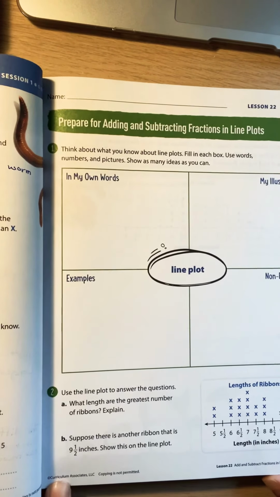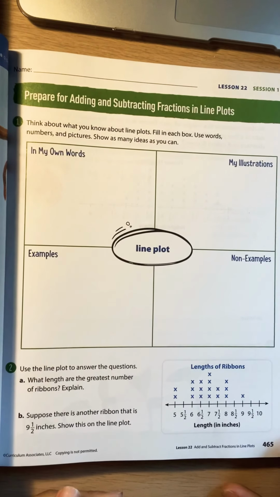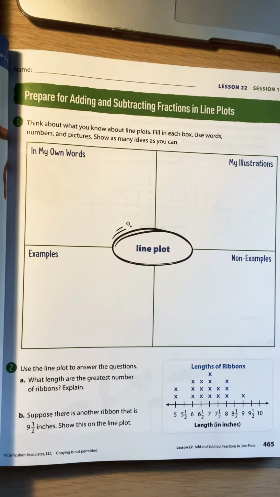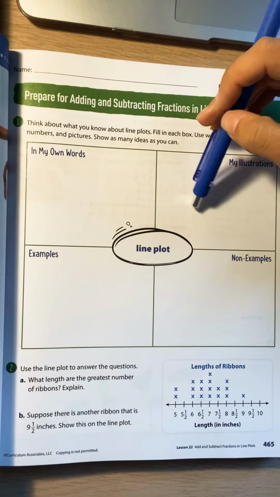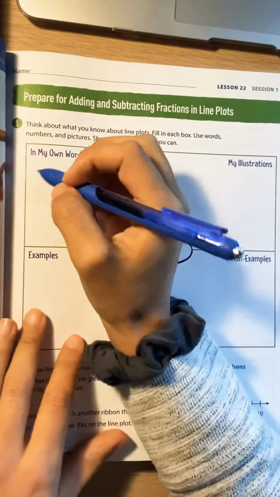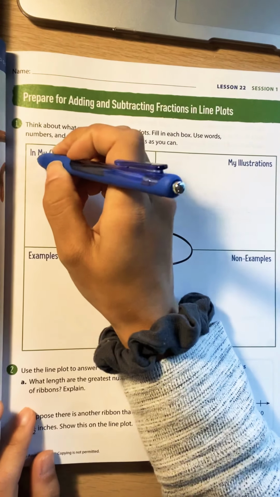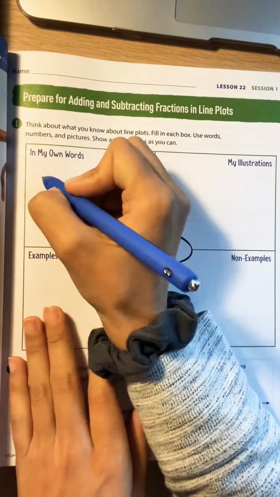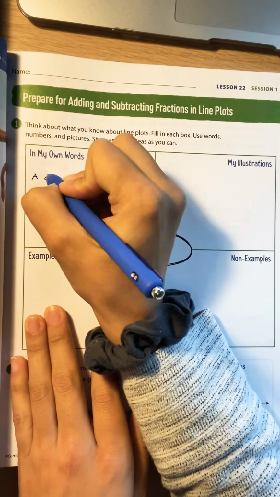Moving over to the green practice page on 465. Okay, so the first session of every lesson has this little bubble map here. In the middle is line plot. So in my own words, what is a line plot? Usually on these we just get to do drawing. This one's at least drawings, but these ones are all going to be kind of wordy. Okay, so if you want to explain it in your own words, you can, because it is your own words, but you can also copy what I'm going to write.